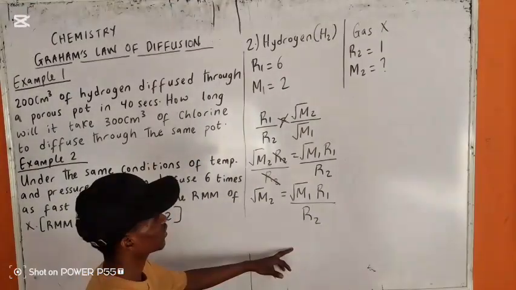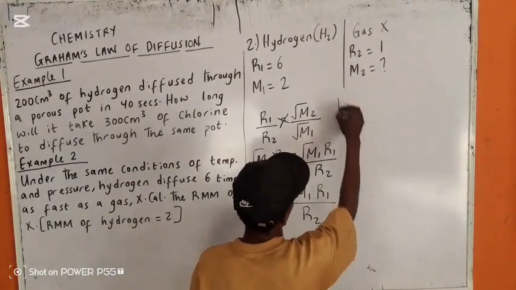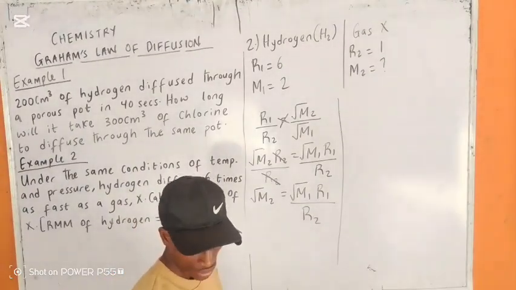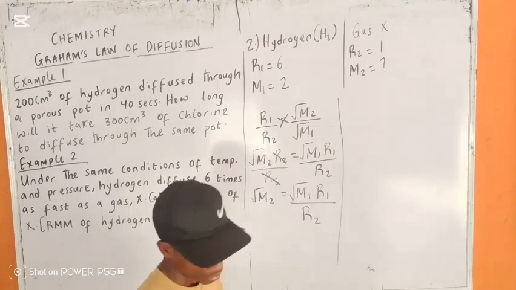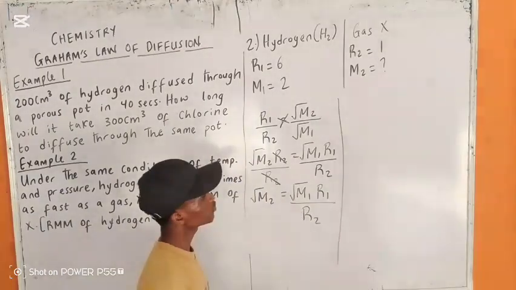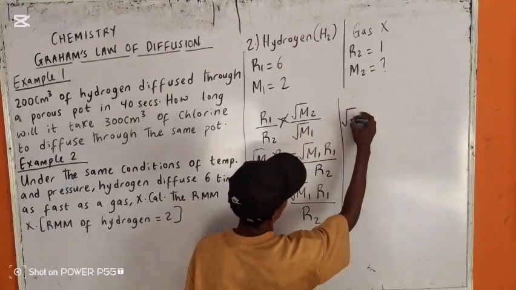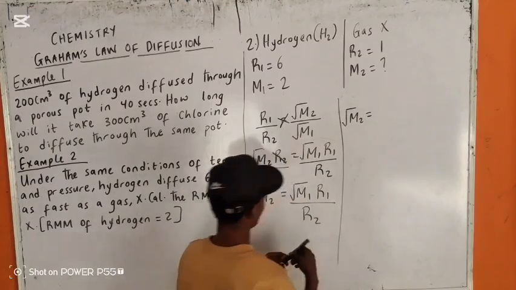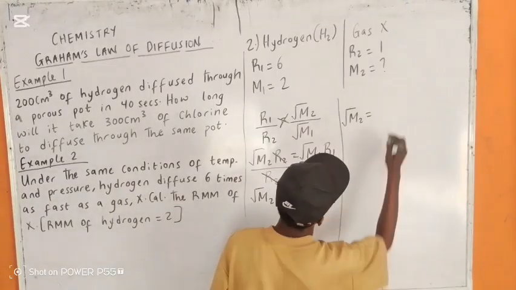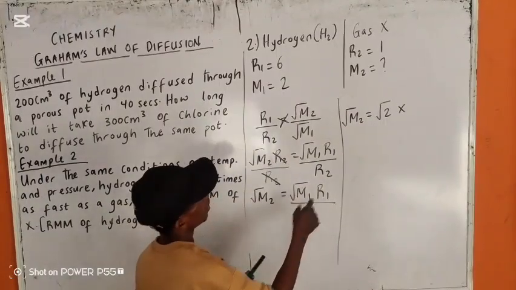So from here, we can now input our values. Let me just quickly put in another ink. Do I have ink here? I don't think I have ink here. Anyways, let me just manage it. So the square root of M2 equals the square root of M1, and our M1 is 2. So we have the square root of 2 multiplied by our R1.